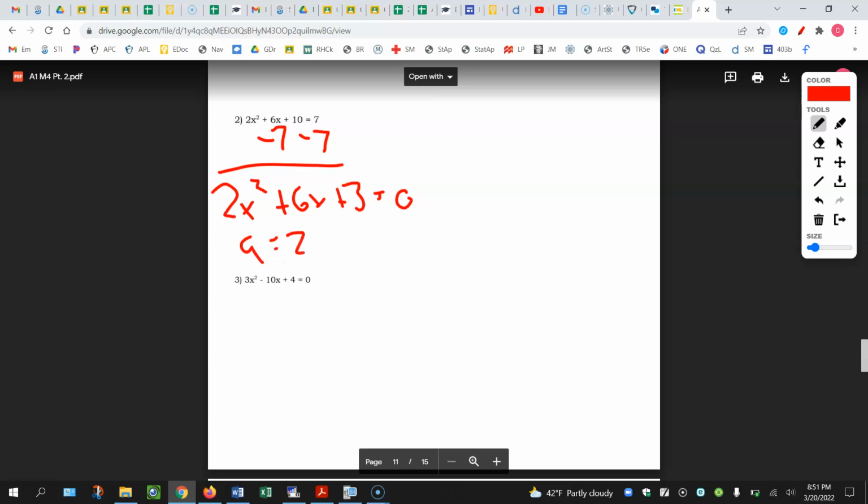So a is 2, b is 6, c is 3. And then you could go from there. You can substitute that into the quadratic formula and figure out what your solutions are. And same thing with number 3. So at this point, why don't you pause the video, mark through question number 2 and question number 3, please.